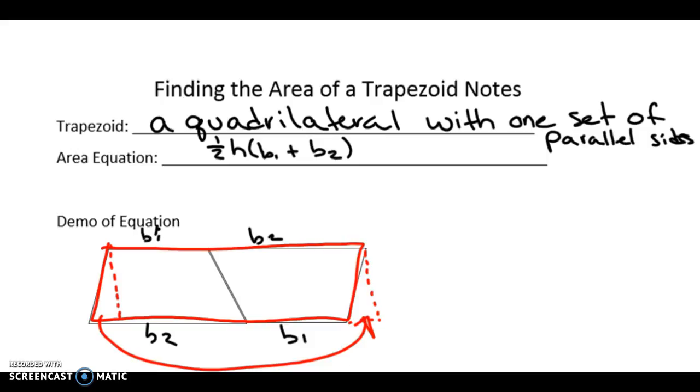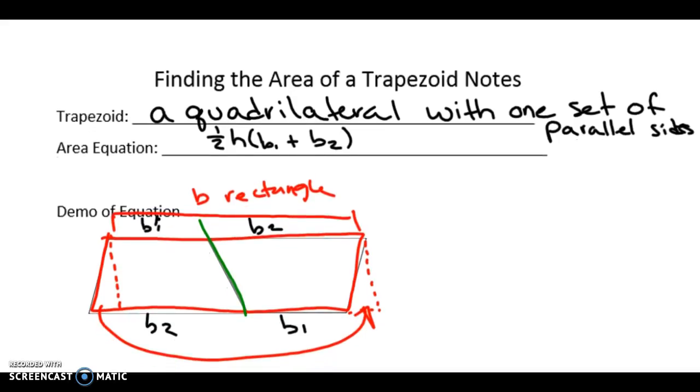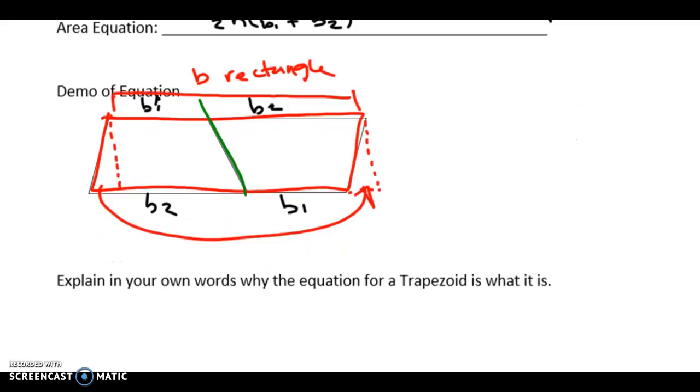Okay, if I take and add B1 and B2 together, that basically gives me the base of a rectangle. Okay, but if I want to find the trapezoid, it's only half of it. So I would take that base times height and divide it in half, to give me the area of the rectangle. I'm sorry, the area of the trapezoid. Okay, so now in your own words, explain why that equation is what it is for a trapezoid.